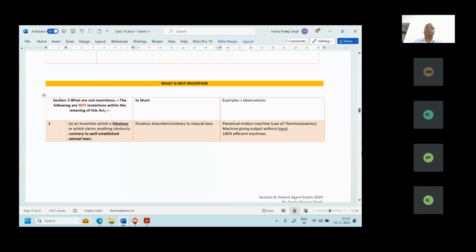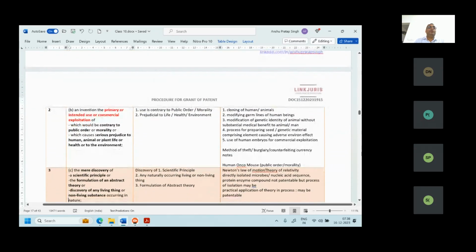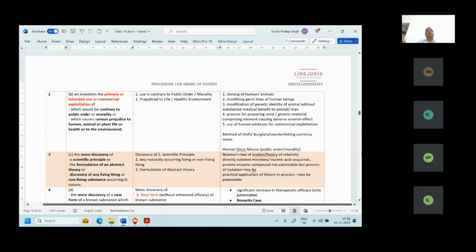For example, if you say that I am going for a perpetual motion machine. So perpetual motion machine or 100% efficient machines, we can understand this is contrary to natural laws, so it will not be patented. Then comes primary or intended use or commercial exploitation.